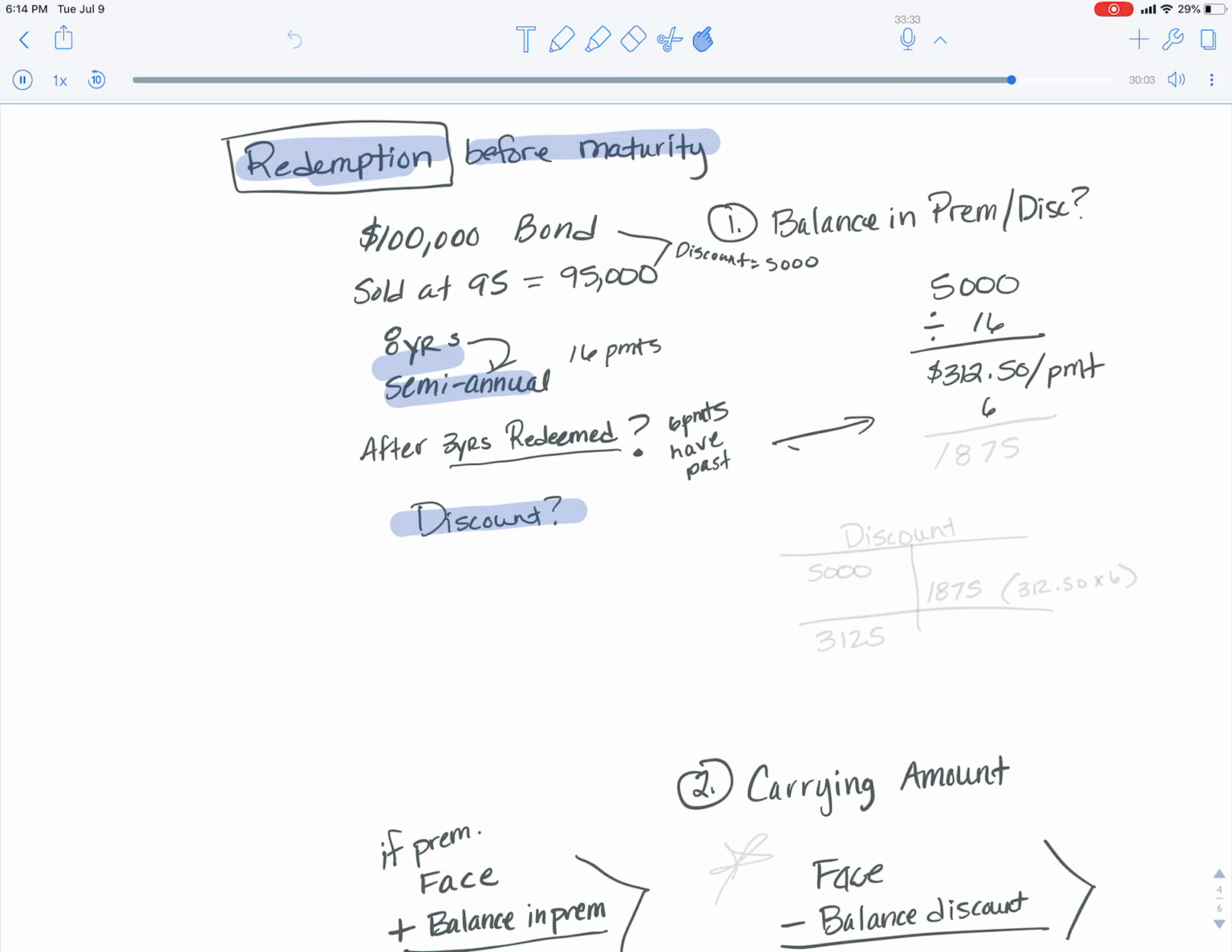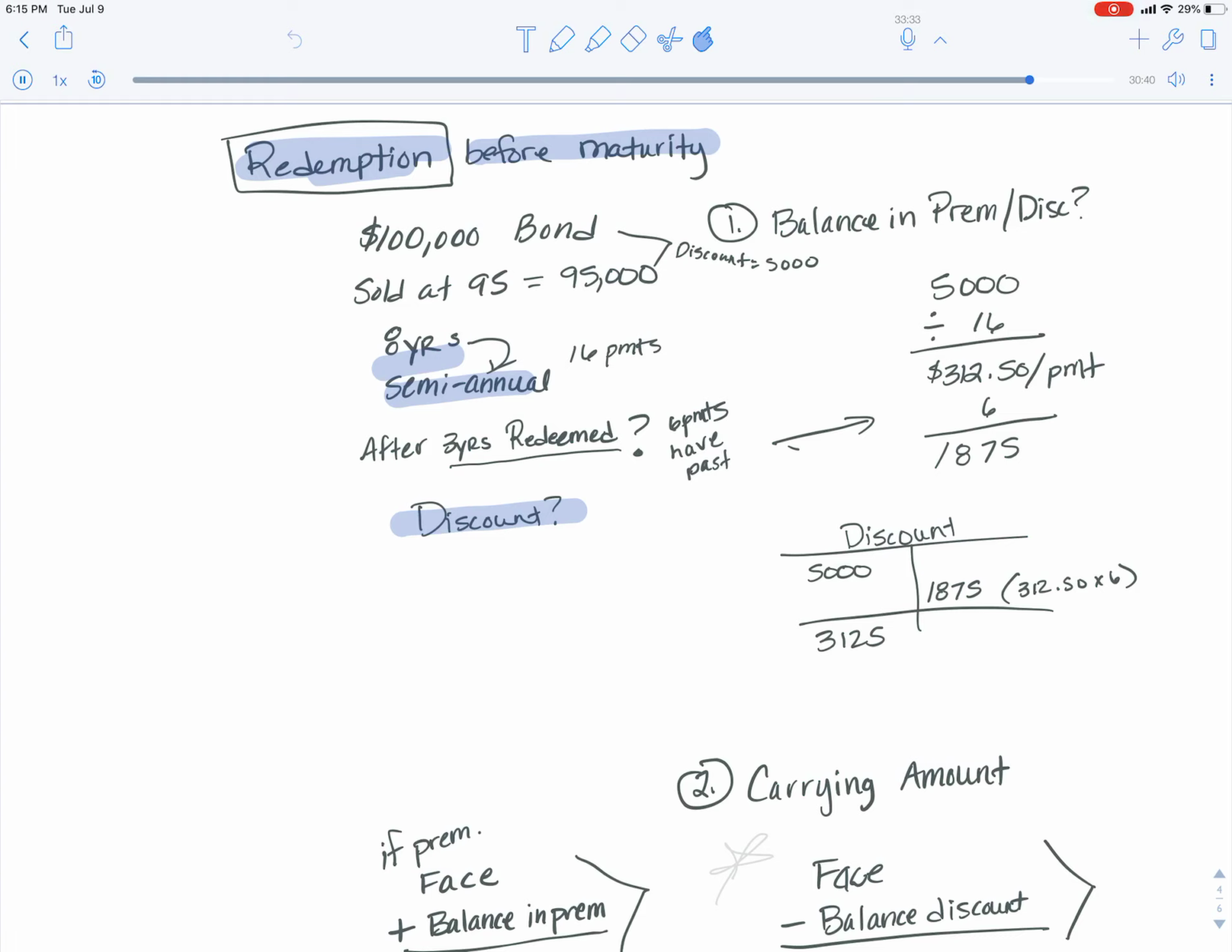Well, 6 of those have passed. So that's $1,875 that has been removed from our discount account. So let's figure out what's the balance then. We started with $5,000 and we removed $1,875. That's $312.50, 6 times we took that out. So that means we have $3,125 left. That's step 1.